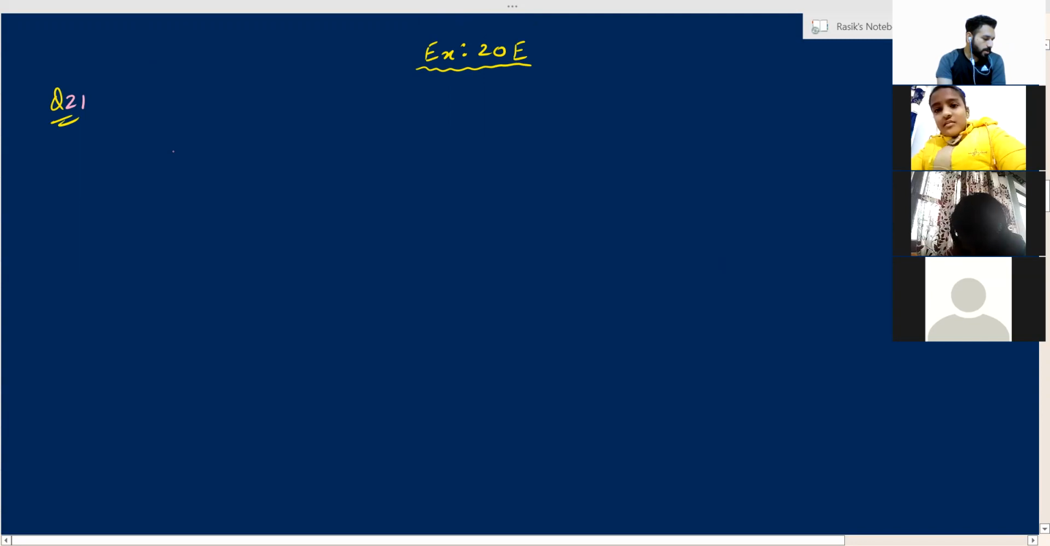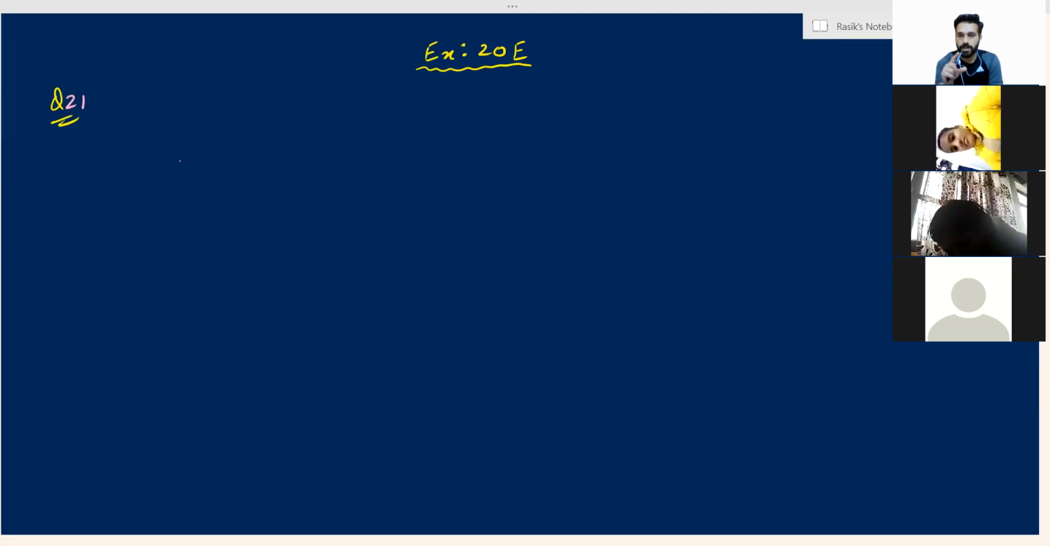So the hour and minute hands of a clock are 4.2 centimeters and 7 centimeters. We know that in a clock there are two types of hands. Although there are three, we don't consider the hand which is for seconds. So mainly there are two hands: one is the hour hand and one is the minute hand.